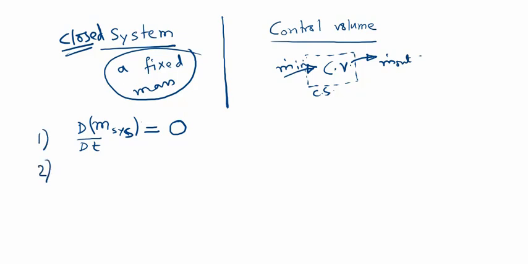The second one is Newton's second law. So what is Newton's second law? You know that the net force acting on the system is equal to the rate of change of momentum. Okay, remember this is for the system. This is a very, very important thing. You have to understand that.